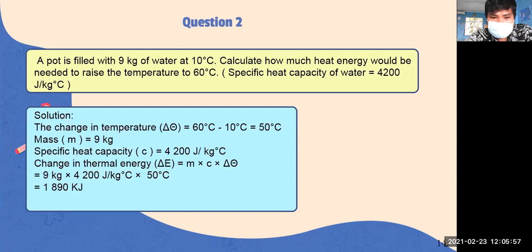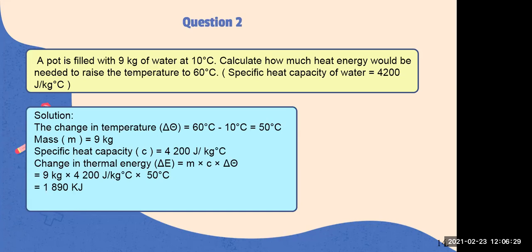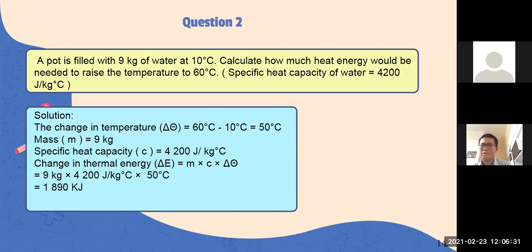Solution. The change in temperature equal to 60 degrees Celsius minus 10 degrees Celsius equal to 50 degrees Celsius. Mass equal to 9 kilograms. Specific heat capacity equal to 4,200 joules per kilogram degree Celsius. Change in thermal energy equal to M times C times delta theta, 9 kilograms times 4,200 joules per kilogram degree Celsius times 50 degrees Celsius equal to 1,890 kilojoules.